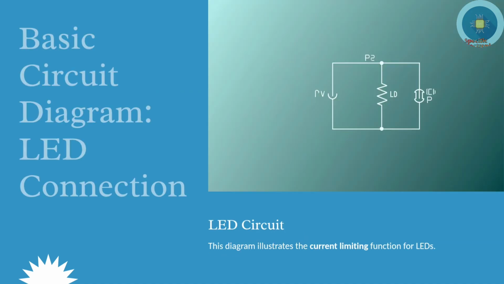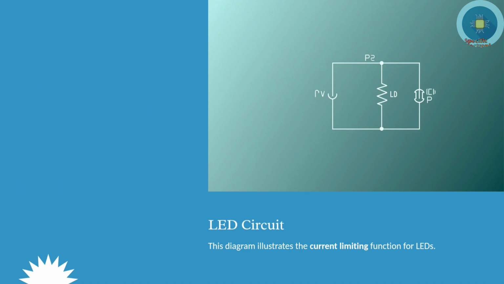It's a basic circuit diagram of LED current limiting. When we connect an LED directly to a power supply, too much current can damage the LED. So we use a series resistor to limit the current and protect the LED. It's the most common use of a resistor.